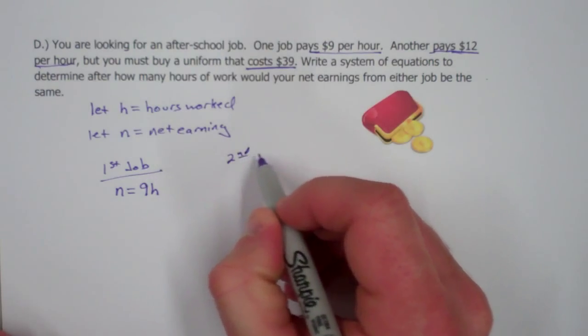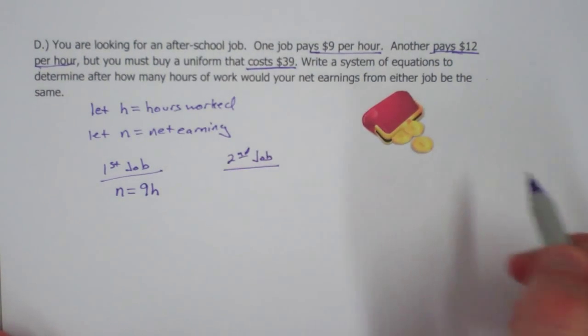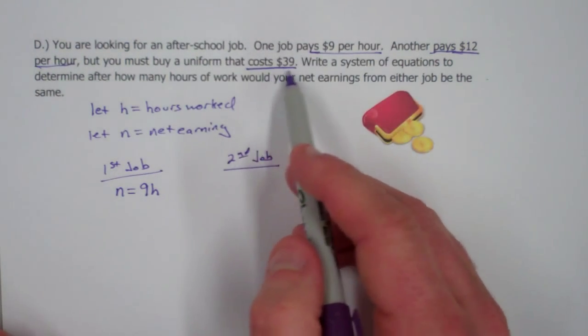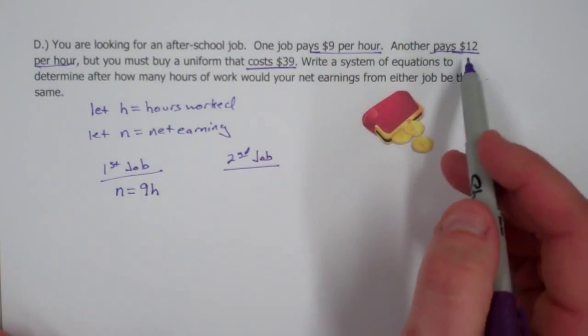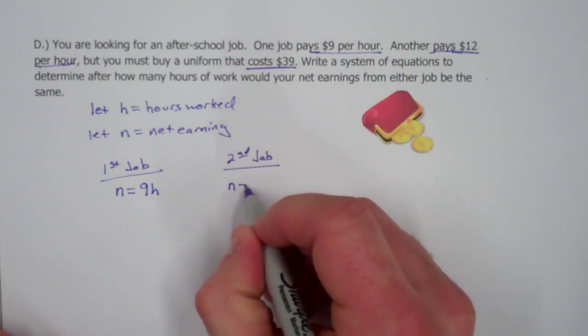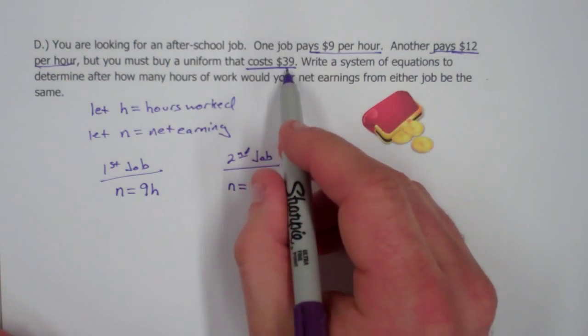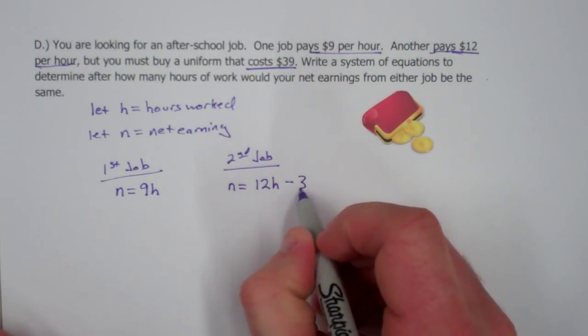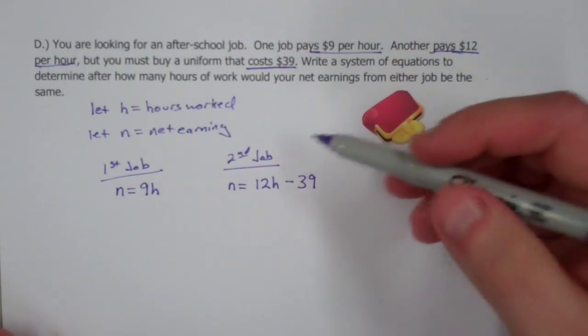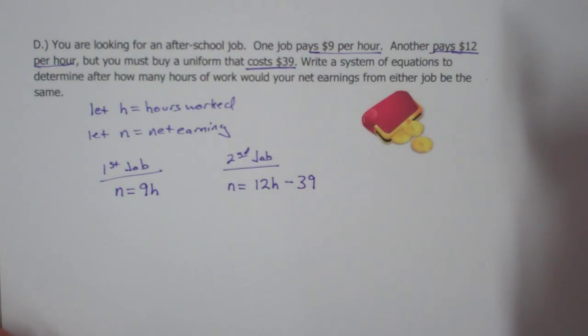In the second job, there's one other consideration to take into account, and that's this $39. It does pay $12 per hour, so we know the start of this is going to be N is equal to 12H. But this is a loss, so we have to subtract 39. It's a one-time loss, so that's why we don't multiply it by the rate.